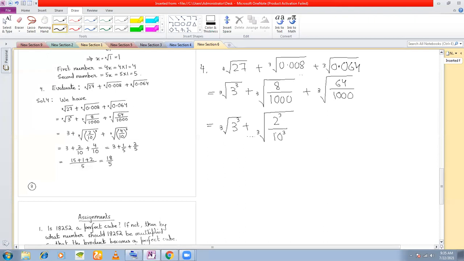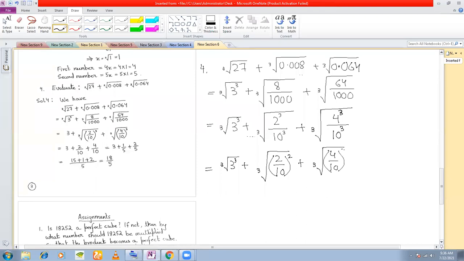So 8 is 2 cube and 1000 is 10 cube, plus cube root of, now you know 4 cube is 64, so you can write 64 as 4 cube. If you can't understand, you can always prime factorize. If bigger numbers are given, try to prime factorize them. This is equal to cube root of 3 cube plus cube root of 2 by 10 whole cube plus cube root of 4 by 10 whole cube.